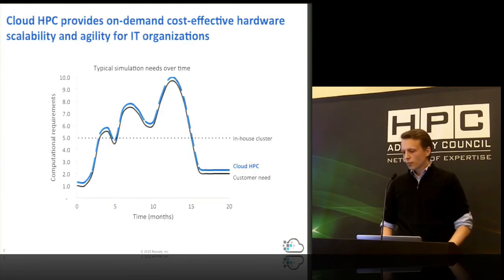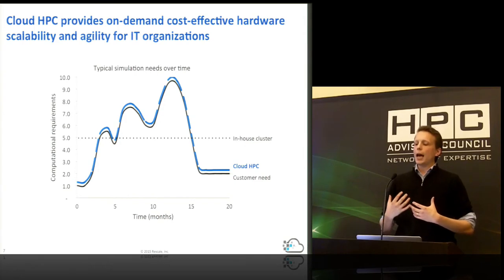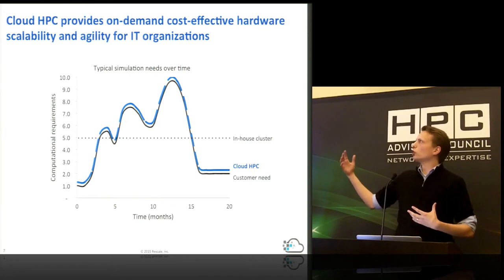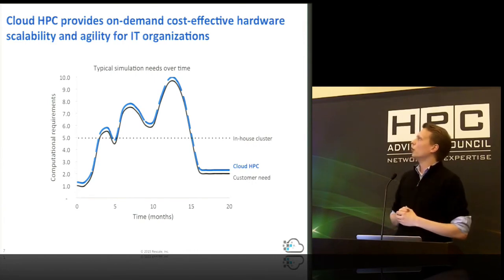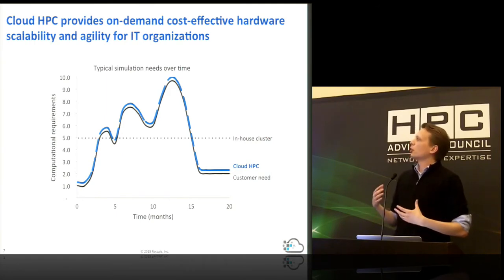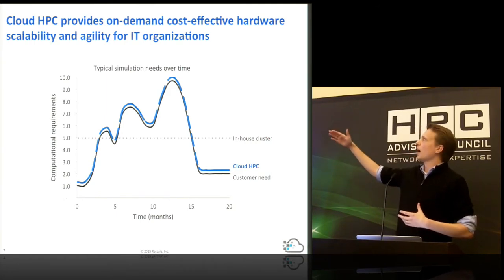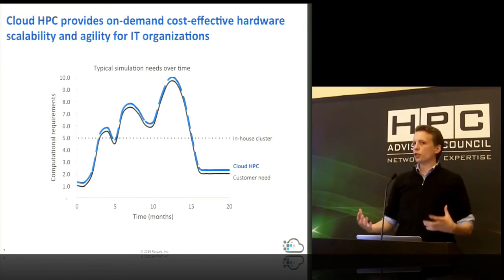Now, the specific problem that we're solving is that a typical engineering organization has different needs over time. And so what you see here is a general chart of how, as the product development cycle progresses, you have different simulation needs. This is just a notional view of a company's demands. But essentially, as you go through preliminary design, final design, and then critical design review, the amount of simulation that's run by engineers changes over time.